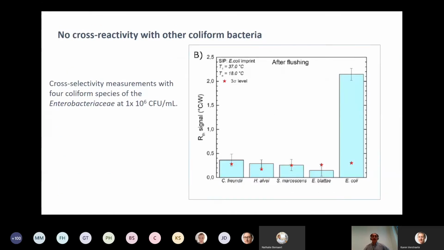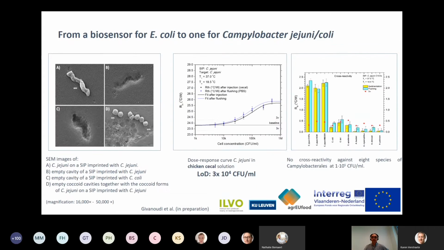Very importantly, we found no cross-reactivity with other coliform bacteria. We tested, for example, Citrobacter freundii, Hafnia alvei, Serratia marcescens, and Escherichia blattae, and found no response of the biosensor. Only with E. coli, we found a very high response.